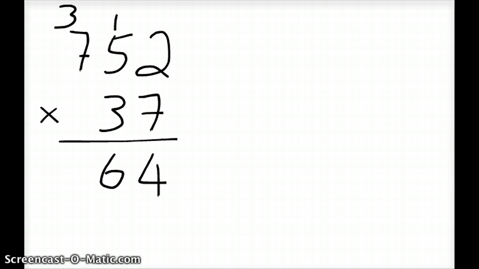7 sevens are 49, and I'm a bit lazy, so I'm going to count on my fingers. 49, 50, 51, 52. Okay, we're okay with that. What level was I operating on? I was operating on level 3 because I said 7 sevens are 49, and I'm just being lazy by counting on. So be aware of that when you do number levels.